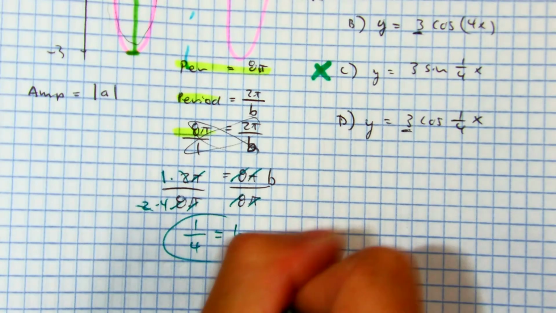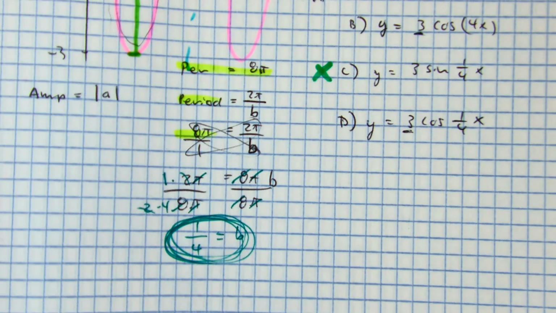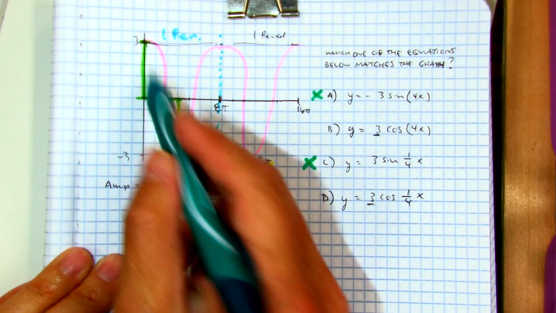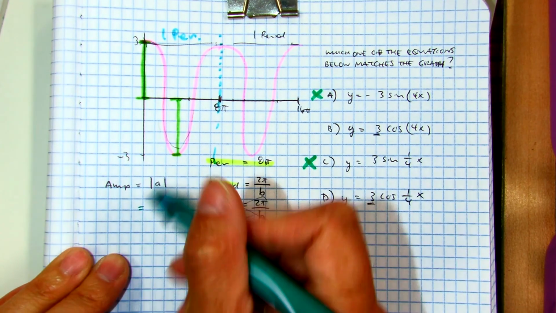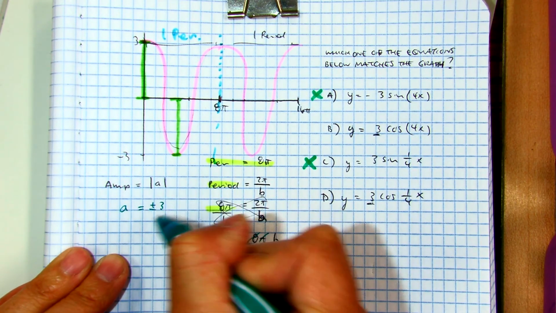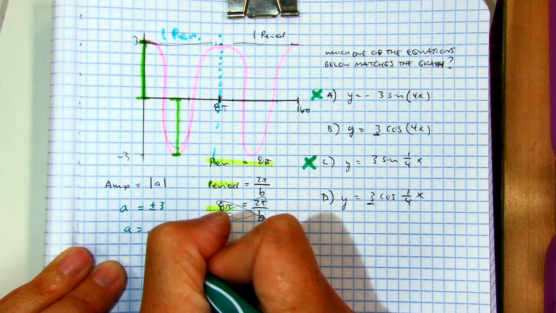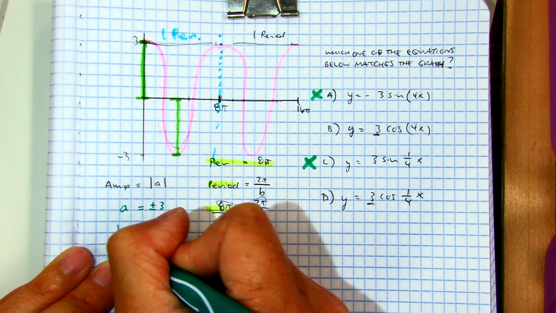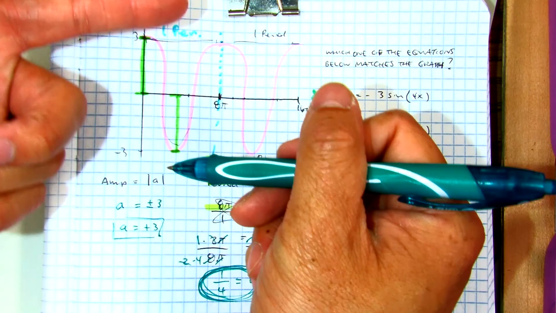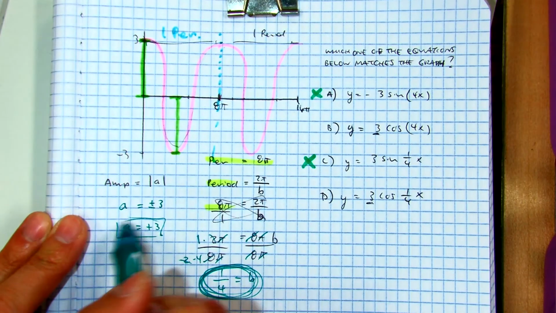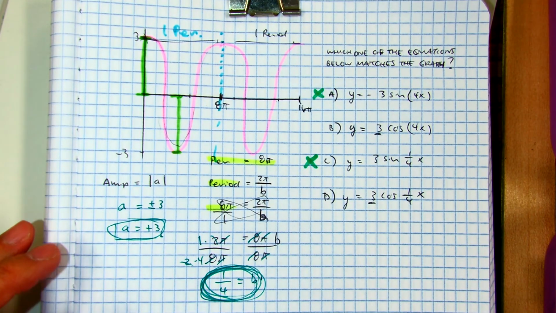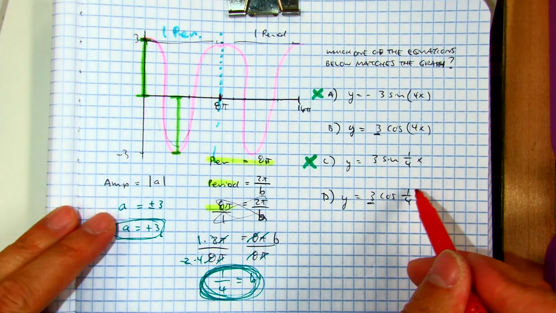So if I have a b value of 1/4, my amplitude is 3. So my a value, pay attention here, my a value can actually be positive or negative 3, but we know that it's what? It's positive because it's a bucket. Do you see it? The bucket's not turned upside down. So I have an a value that's positive 3, b value that's 1/4. My answer is D. D is the correct answer.